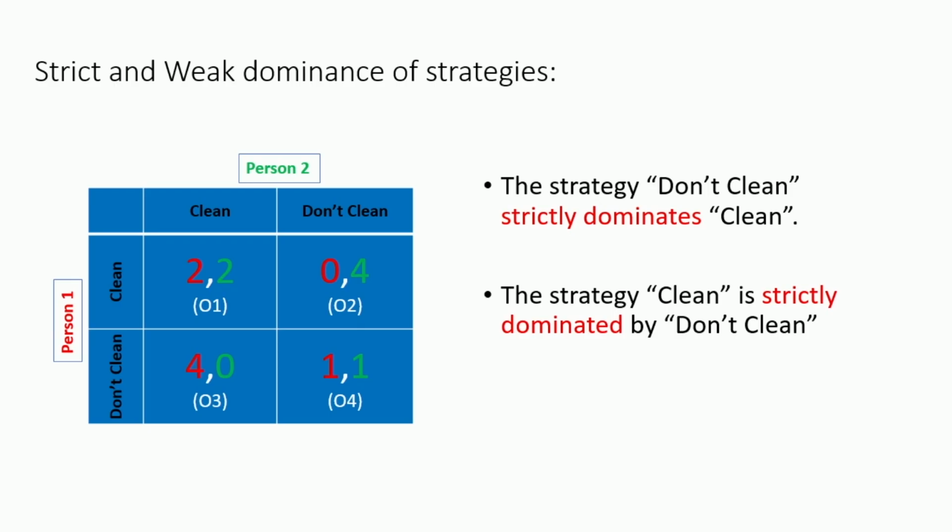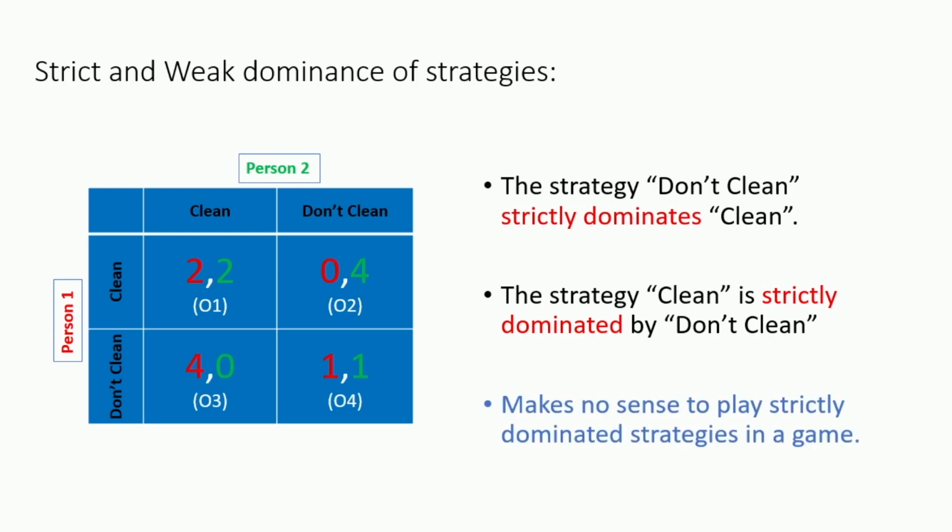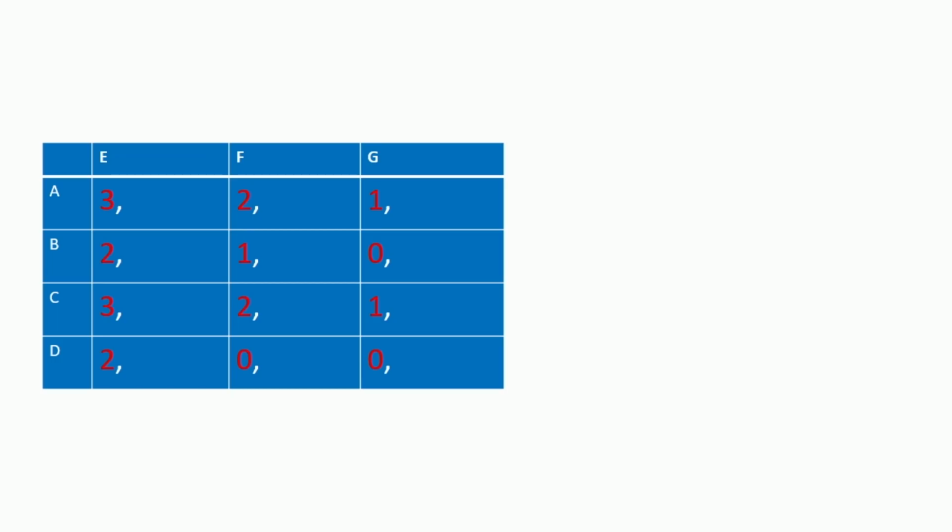These are standard terminology in game theory. So this is strict dominance. What you were arguing, and what he was saying, is that it makes no sense to play strictly dominated strategies in a game. That's the basic argument of this. For example, let's try to identify this one.